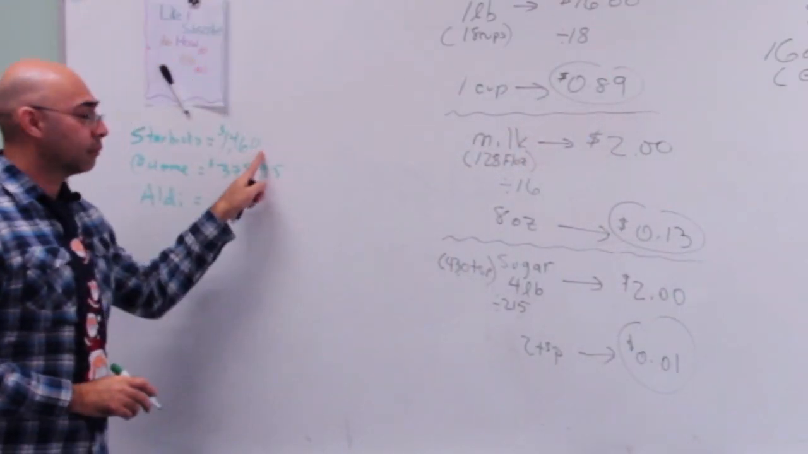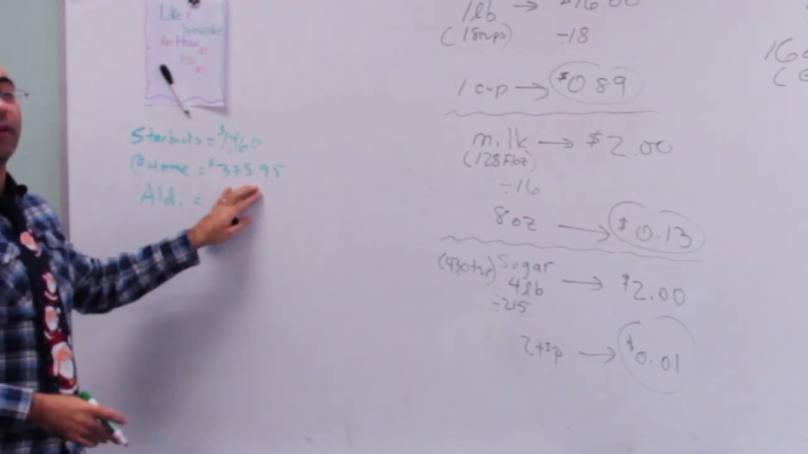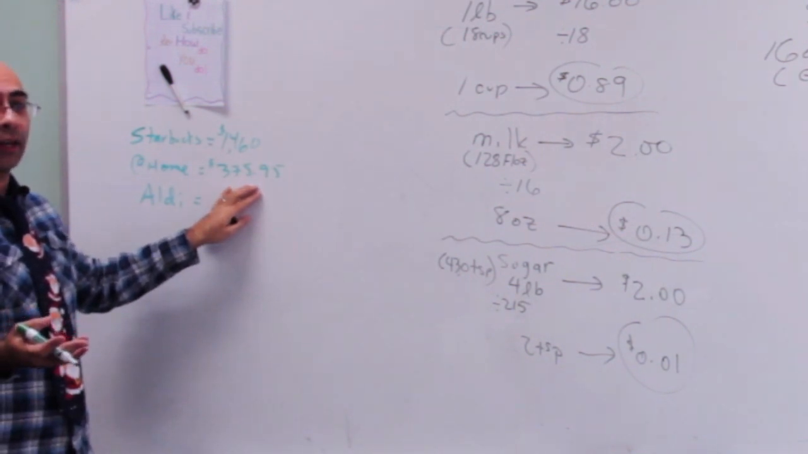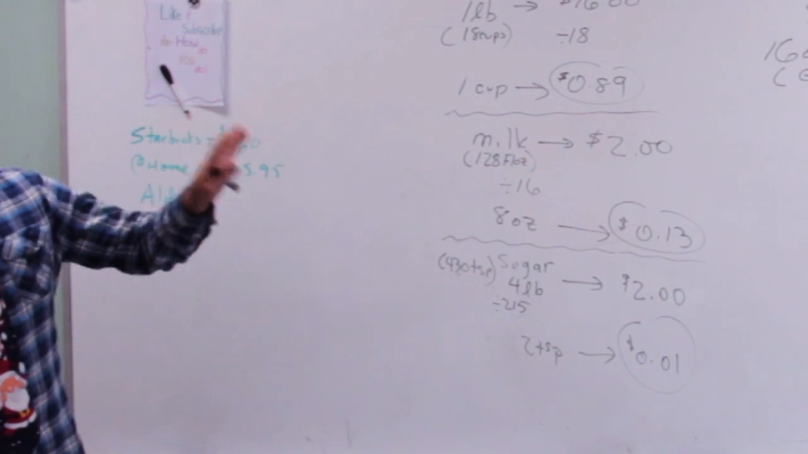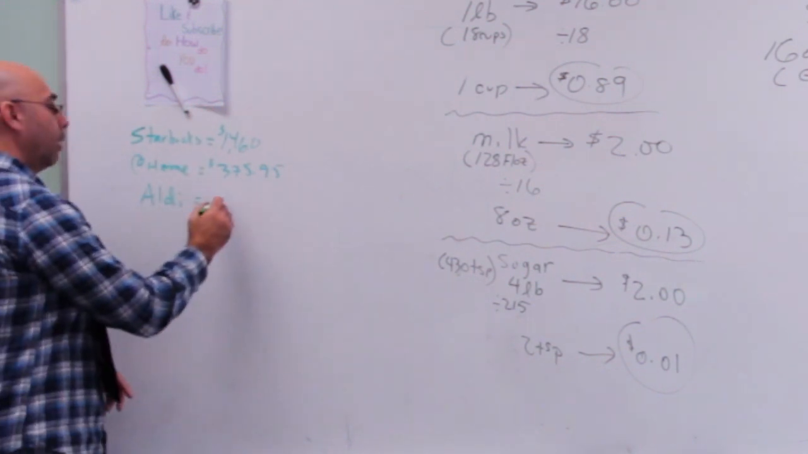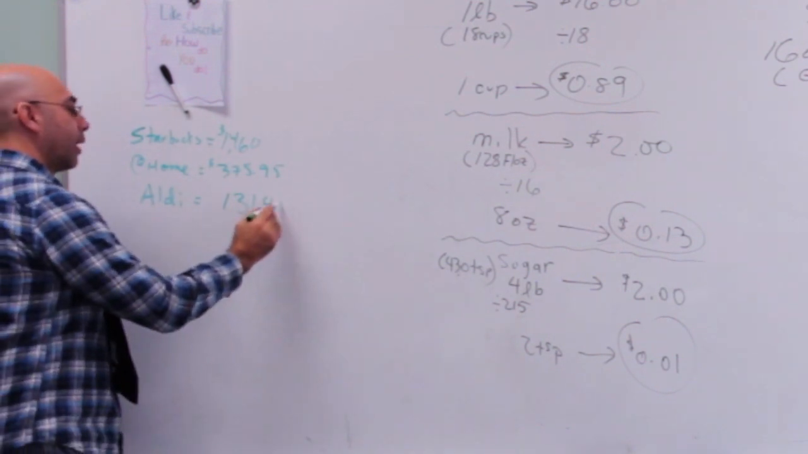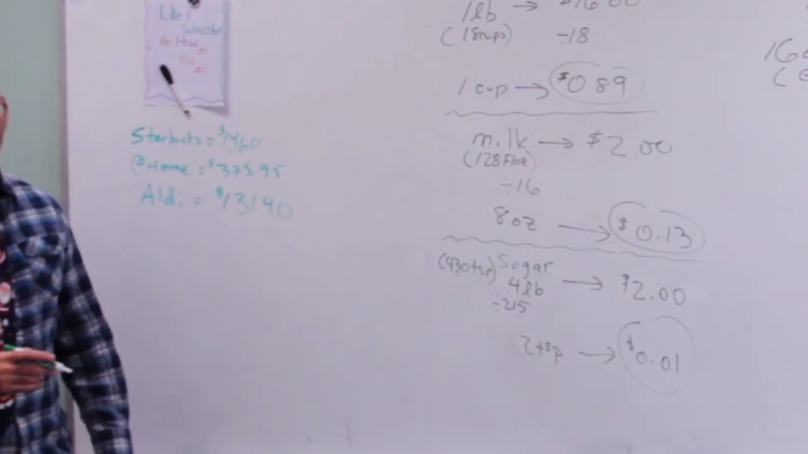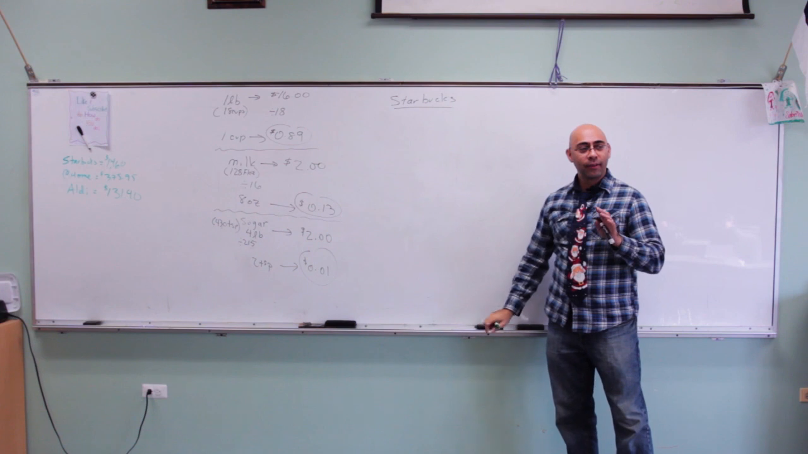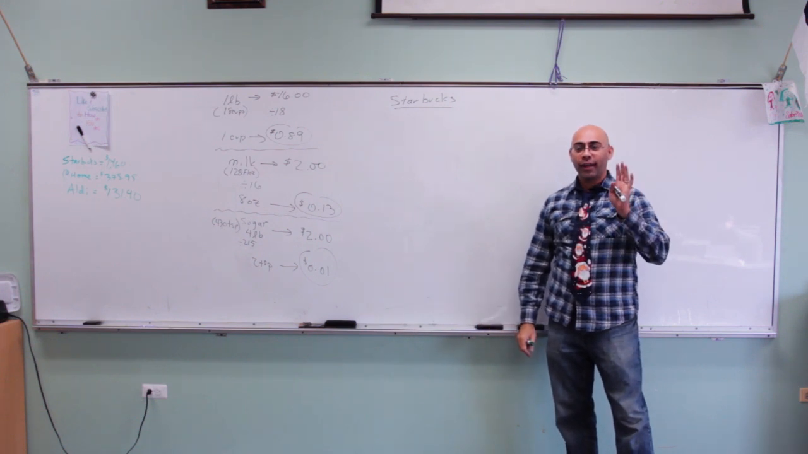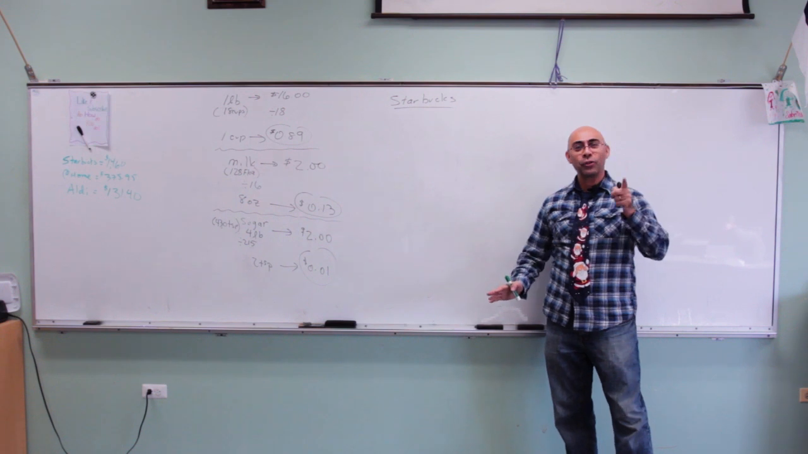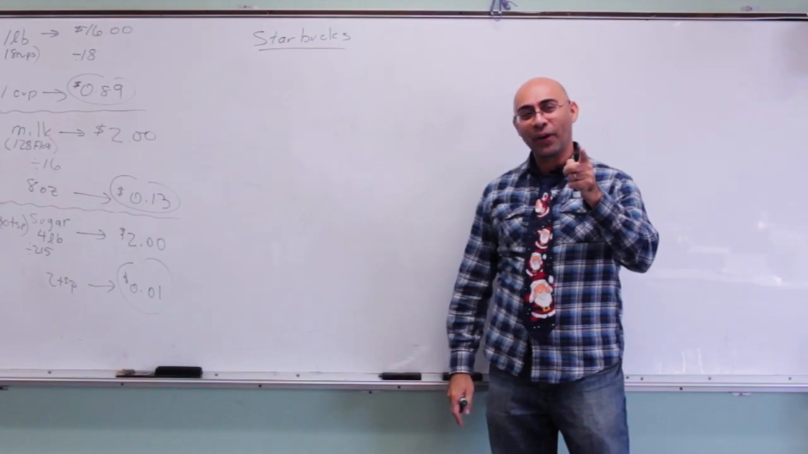$1,460 at Starbucks. $375.95 if you use Starbucks coffee and make it at home. Using Aldi coffee, $131.40. That's saving a ton of money. If you have very good self-control and you're on a budget, and for all you financial people out there in YouTube land, you know who you are.